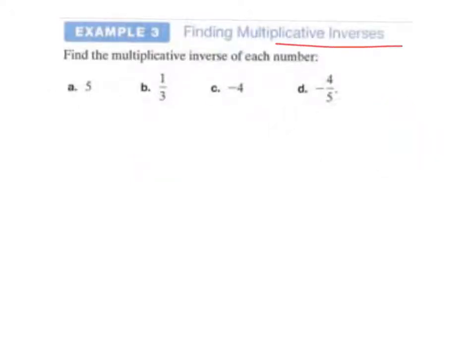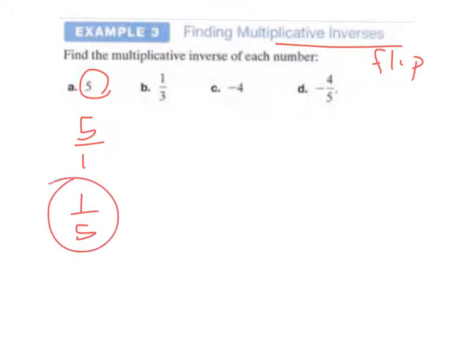Inverse just simply means flipping. So what we want to be able to do is flip the fraction. So we must have a fraction to be able to flip. So if I have 5, it's really 5 over 1, and if I flip it, I get 1 over 5. So there is my inverse. If it's already a fraction, all you have to do is flip it over, and if you have 3 over 1, it's really 3.